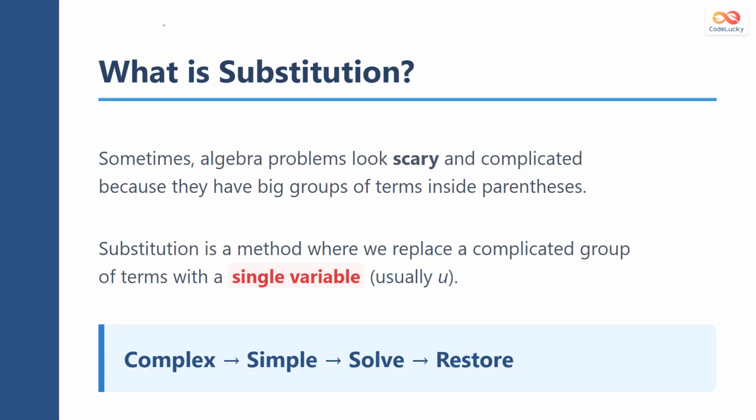Sometimes, you will encounter algebra problems that look scary because they have big groups of terms inside parentheses. Substitution is simply a method where we replace that complicated group with a single variable, which we usually call U. This turns a complex problem into a simple one.